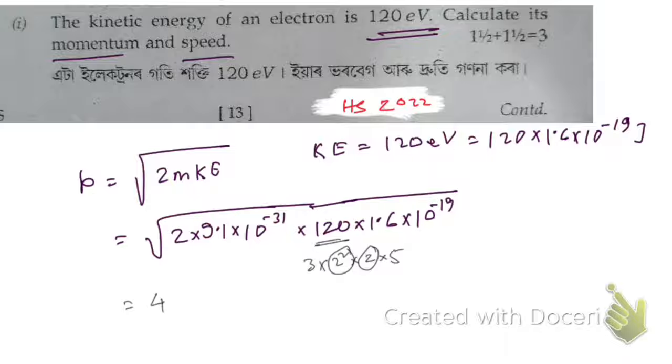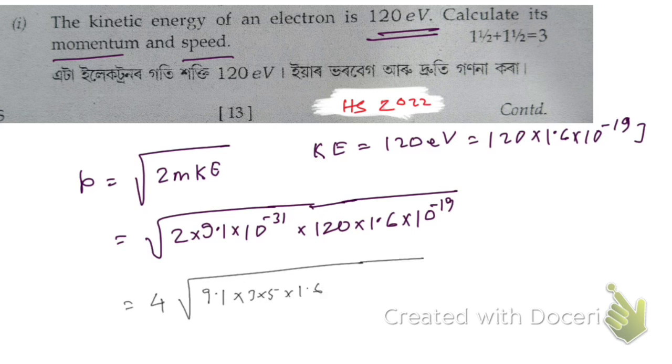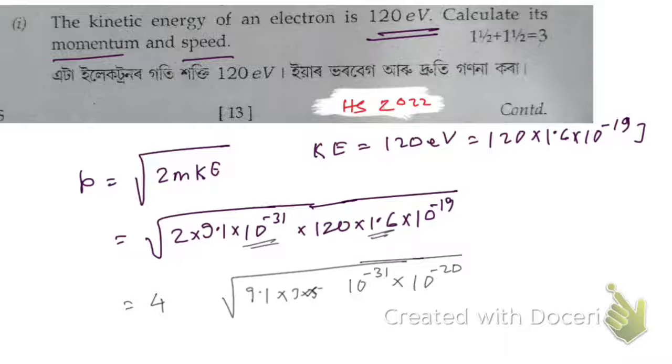Let me clean this. So within bracket we're gonna have 9.1 into 3 into 5 into 1.6, and if we make it 16, then we're gonna have, let me write this, 10 to the power minus 31, and if you make it 16, then here we're gonna have 10 to the power minus 20, right, instead of 10 to the power minus 19, right? And square root of 16 is also 4, so we can write here 4 4s are 16.